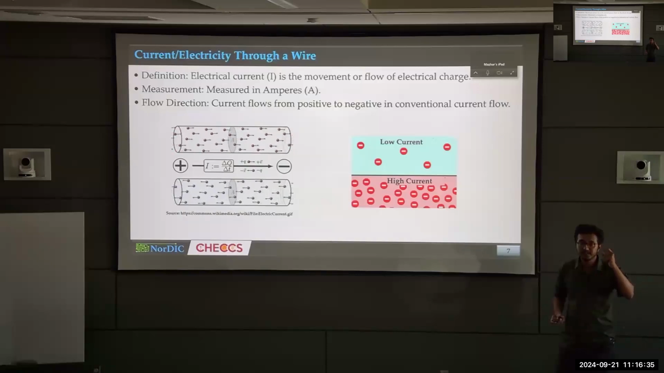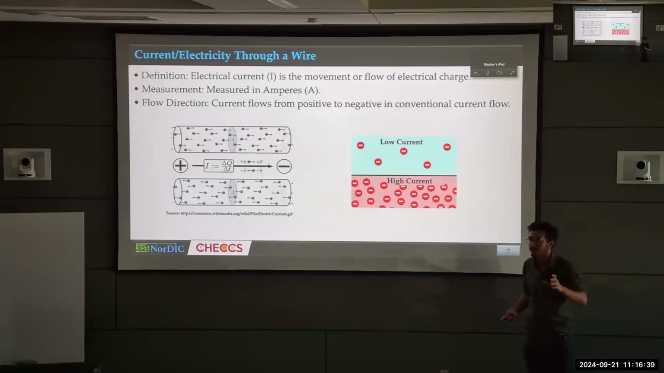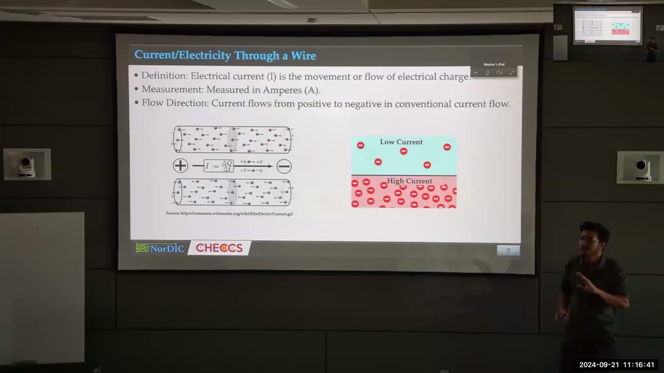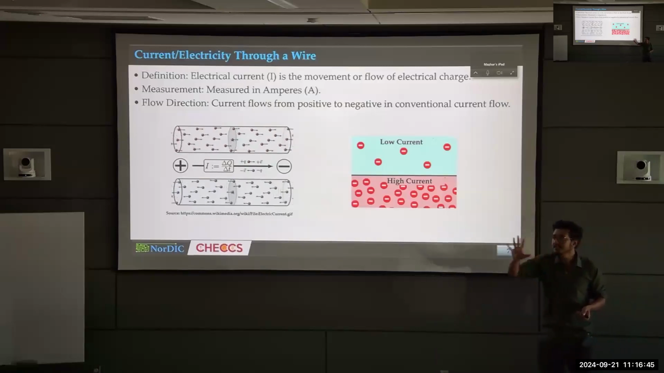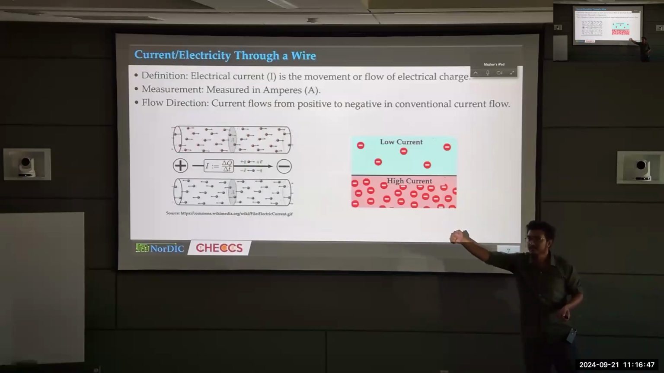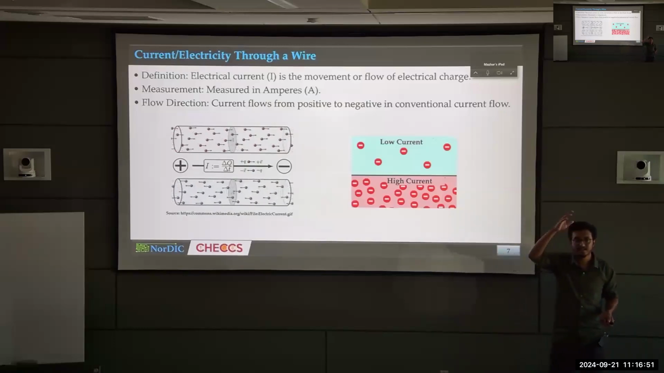There is a specific charge that each electron has, which is the same for every electron, and that is 1.6 times 10 to the power minus 19. Do you get it?